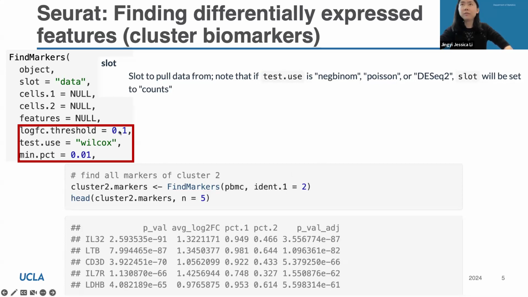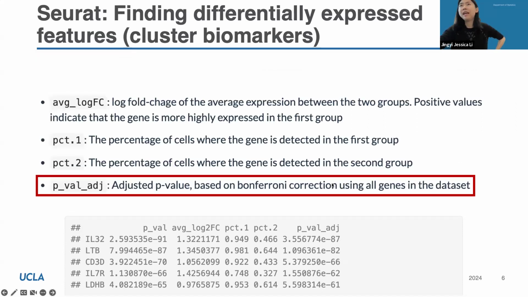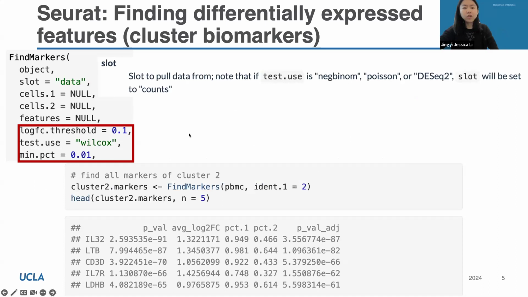So what is log fold change? You take the average of a gene in cluster 2, and you take the average of the gene in other cells. You take the ratio of the two averages, then you take the log of the ratio. The log of the ratio could be positive if the ratio is bigger than 1, and negative if the ratio is less than 1. Here you want it to be positive, so that the genes are highly expressed in cluster 2, rather than highly expressed in other cells. So you look for the highly expressed genes in cluster 2.